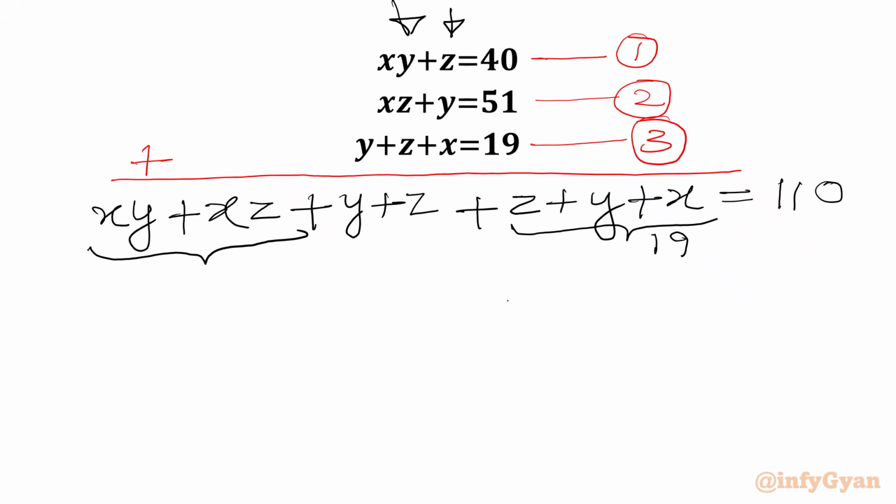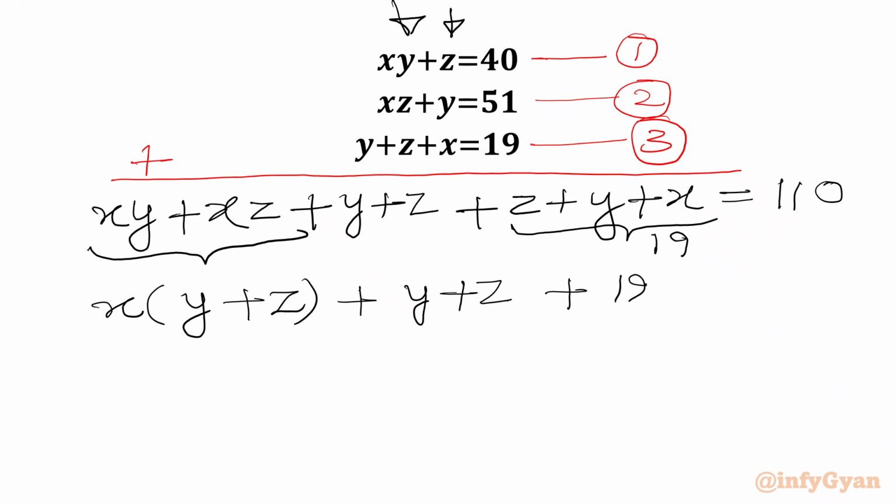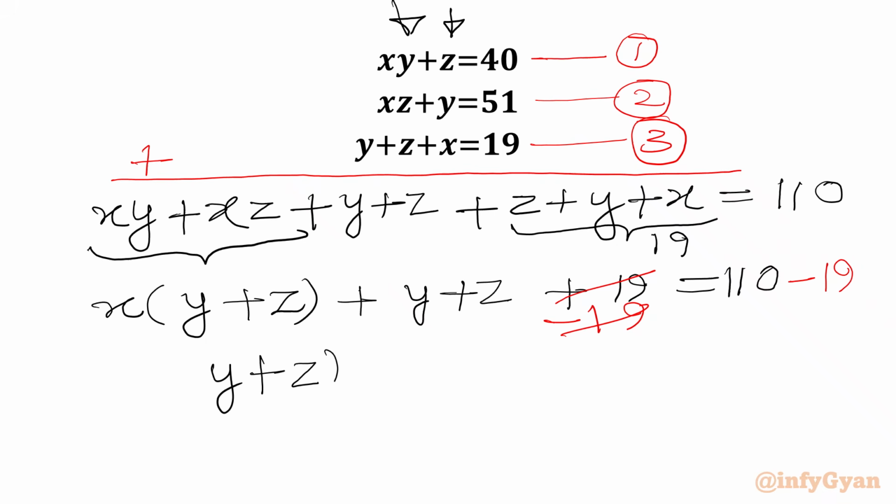From these two terms, we can take X common. So X times Y plus Z plus Y plus Z plus 19 equal to 110. Now we will subtract 19 from both sides. So plus 19 and minus 19 will get cancelled out. And we will take Y plus Z common from LHS. So we will write Y plus Z times X plus 1 equal to 110 minus 19, 91.